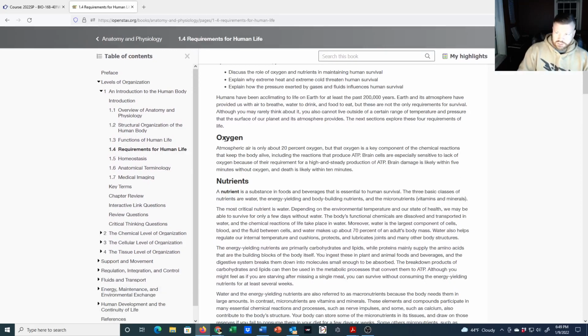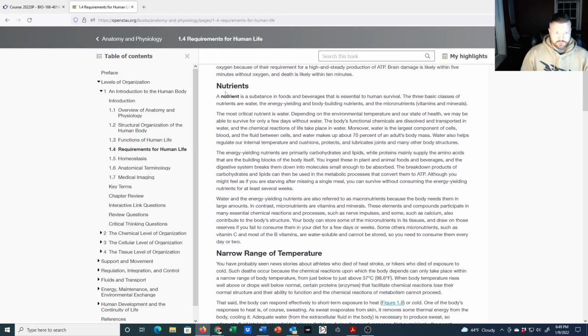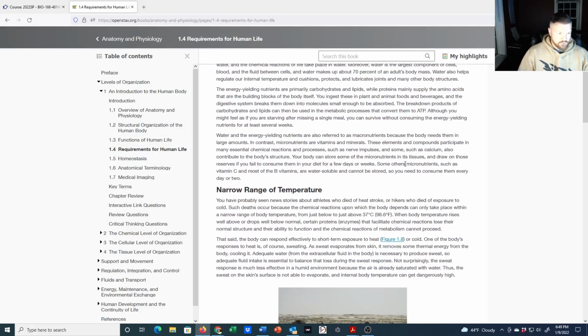What are the requirements for life? So things like oxygen, we need that. Not all living things do, right? Plants, for instance, that's a waste product for them. But we need oxygen, we need certain nutrients, whether that be macro or micronutrients, and so your book talks a little bit about those. So micronutrients, that doesn't mean they're not important. In fact, they're probably more important.